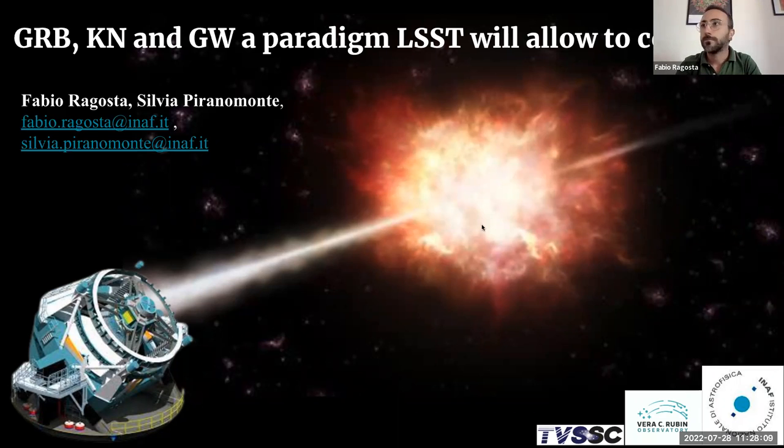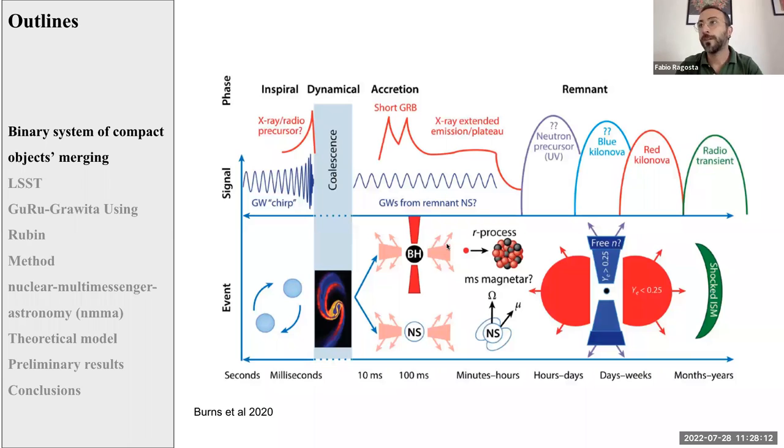So basically, we are interested in multi-messenger sources, which are binary compact objects that, when merging, give rise to a bunch of very interesting messengers, from neutrinos to gravitational waves and electromagnetic radiation. This picture from Barnes et al. 2020 shows an overview of the expected gravitational wave and electromagnetic signatures from minutes before until years after the merging.